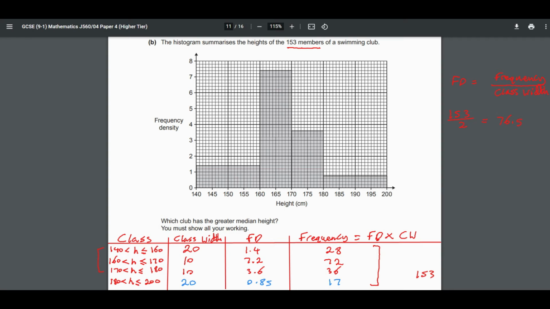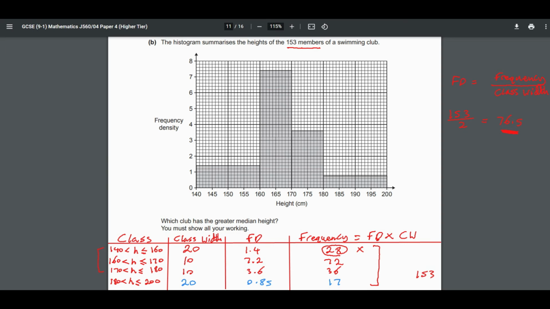So we need to now see where our 76.5, our median, lies. Now, if we look at the first interval, h is less than or equal to 160 and greater than 140, the frequency is 28. That is smaller than 76.5, so it's not in this interval.